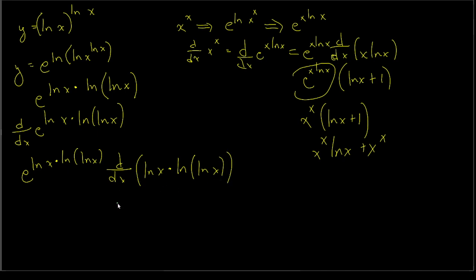This is a product rule. So we get the derivative of the first times the second plus the derivative of the second times the first. So we're going to have ln x times, well, what's the derivative of this? It's going to be 1 over ln x plus the chain rule times 1 over x. Right? Because the derivative of the natural log is 1 over the argument, and the chain rule gives me a 1 over x.